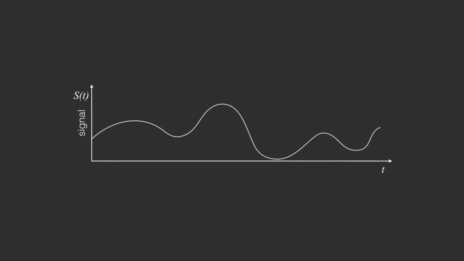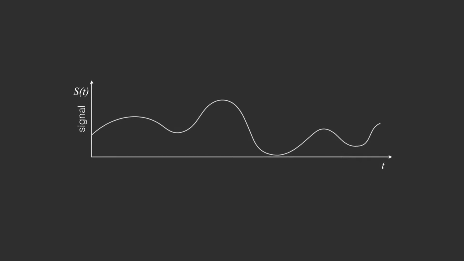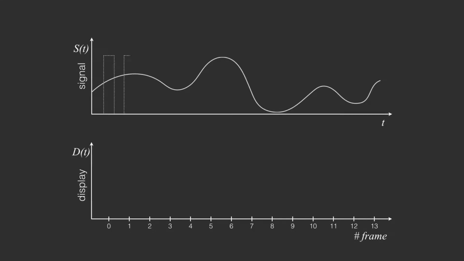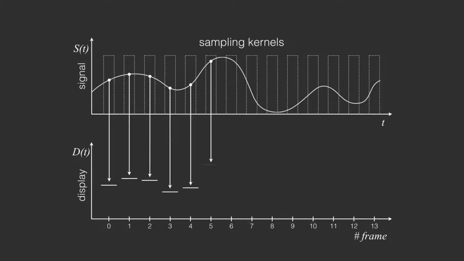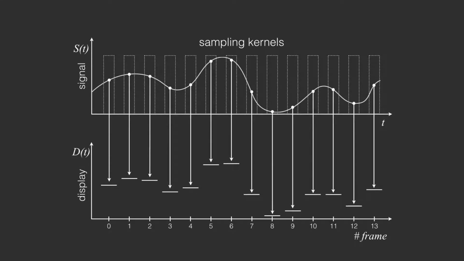Let us consider a 1D temporal signal. If we want to display it on the screen, we have to convolve it with a temporally shifted filter. Here we have a rectangular filter which mimics a standard camera. If the sampling rate is equal to the display frame rate, sampled frames can be directly shown on the screen.